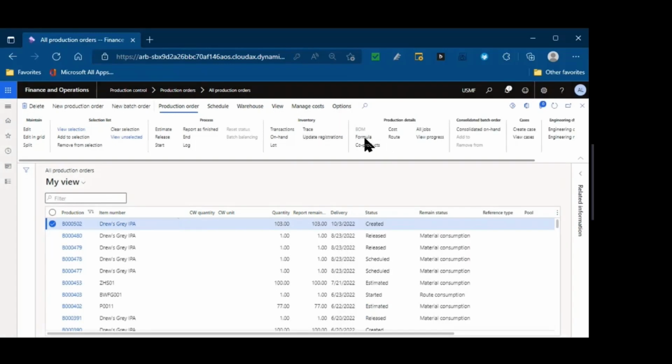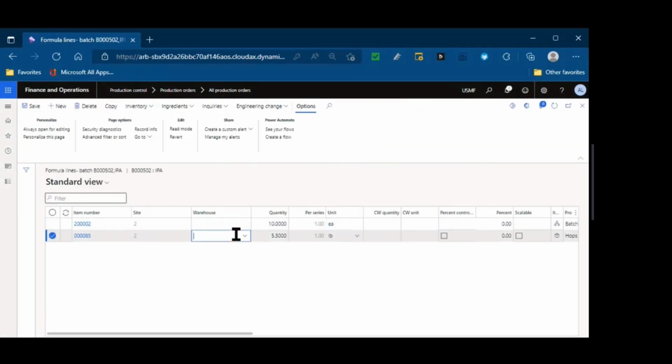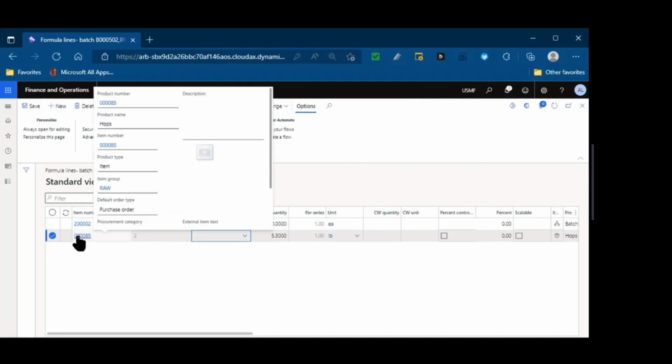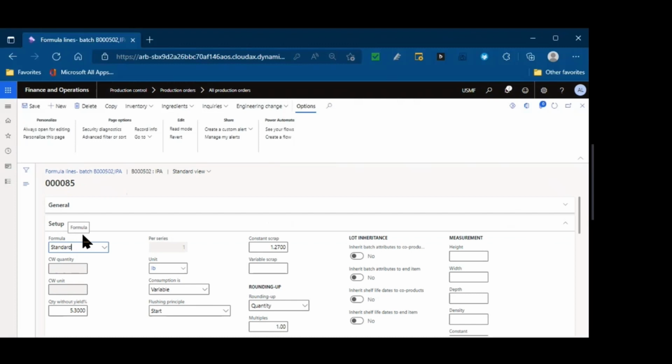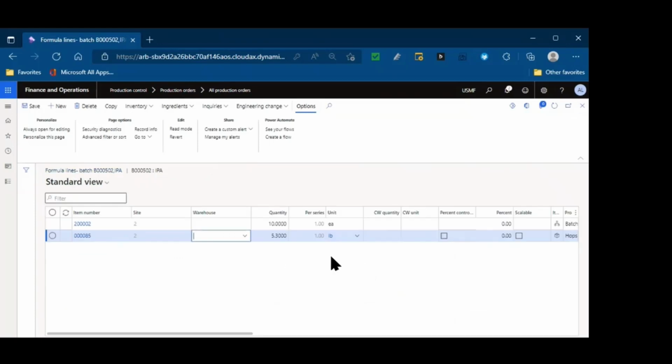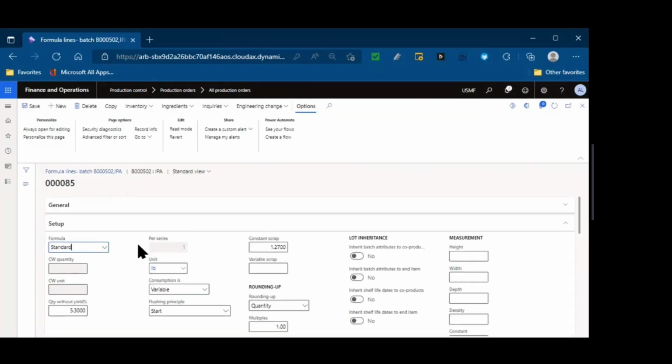And if I look at the formula for Drew's Gray IPA, it includes 5.3 pounds per liter of hops. And I'll click on that line so we can take a look to see that there actually is scrap as well of 1.27 pounds per liter. So if we were to only make one liter of our Drew's Gray IPA, we'd have the 5.3 pounds plus another 1.27 pounds of constant scrap. If we were to make 500 liters, we'd have the 1.27 pounds of constant scrap for our hops.